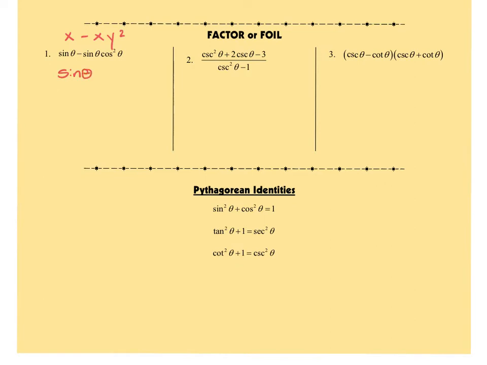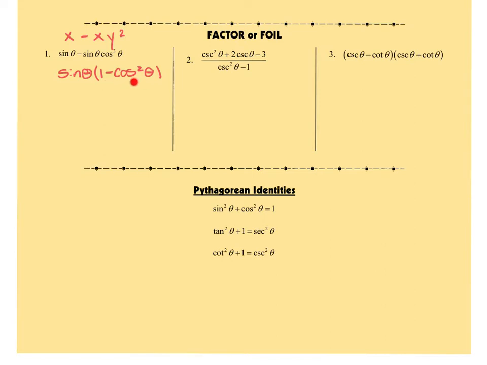A very common error is to lose those thetas, to forget to write the angle. Don't forget to do that. We're going to factor out that sine theta, and that's going to leave us with a 1 minus cosine squared theta. Now, as soon as you start to see things that are added and subtracted, in particular, something that may be squared, you're looking for ones, you're looking for addition, subtraction, that's really your clue that you probably have a Pythagorean identity coming along.